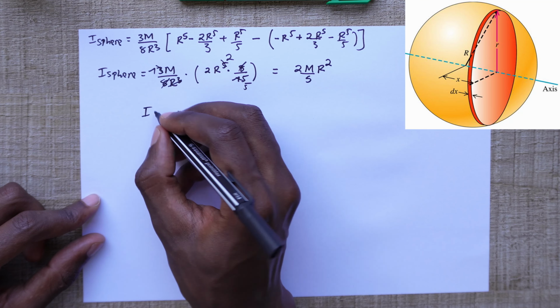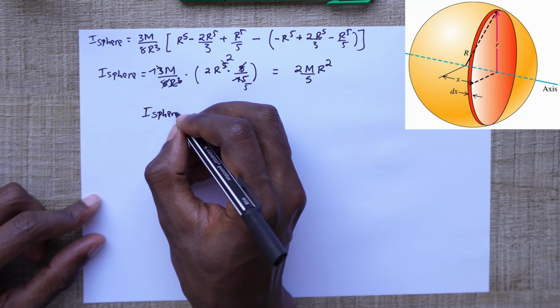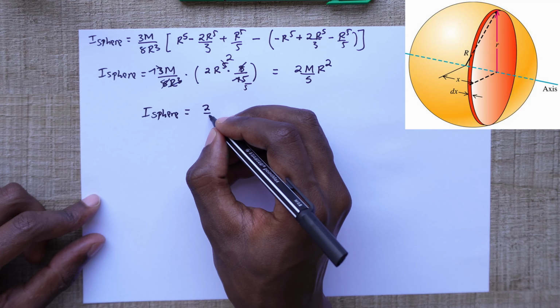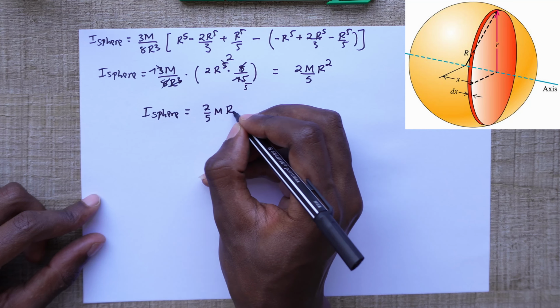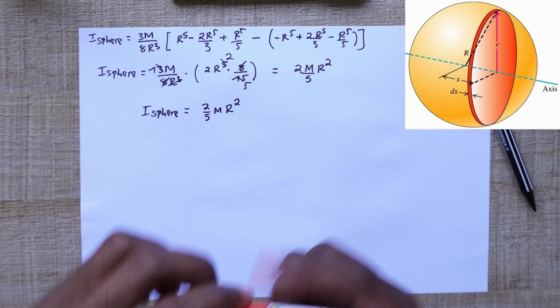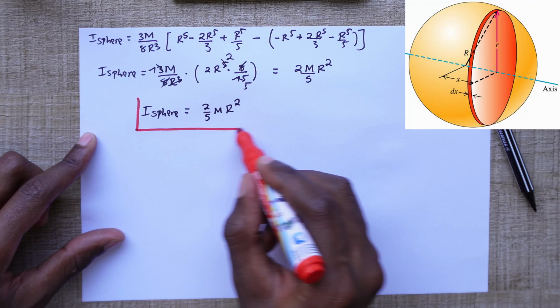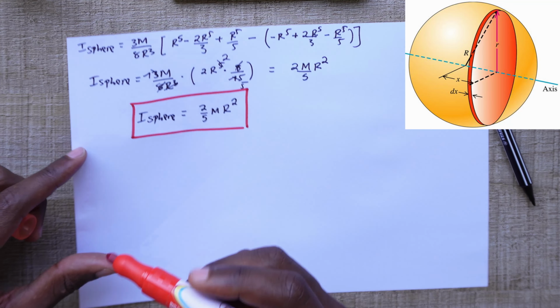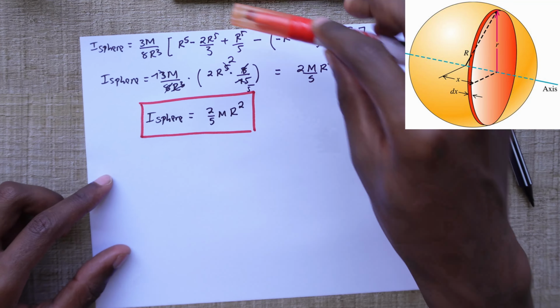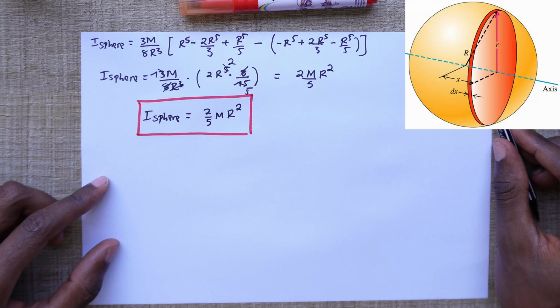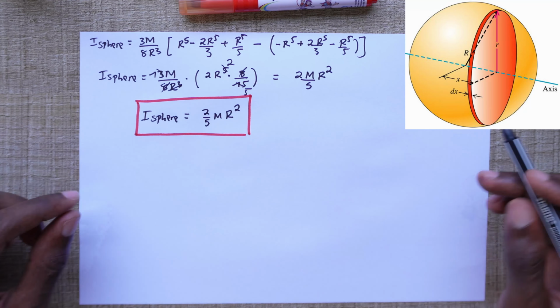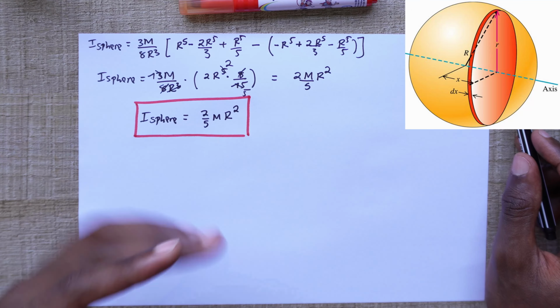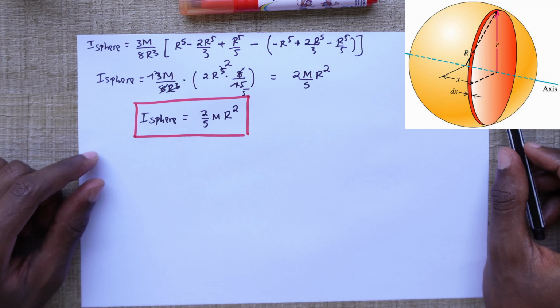So that's the result we want, which is the moment of inertia of a sphere. So that's 2 over 5 m R squared. So that's how we can calculate this. Hope everything is clear. Of course, there could be other methods to go about this, but I think this is the easiest one.